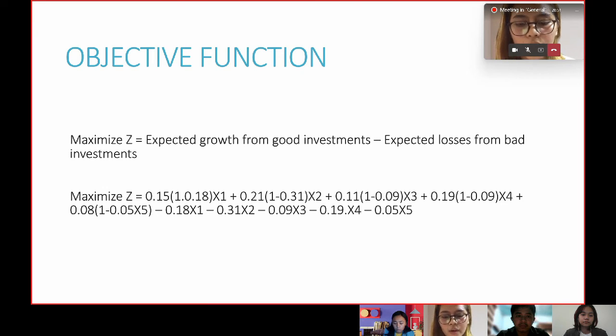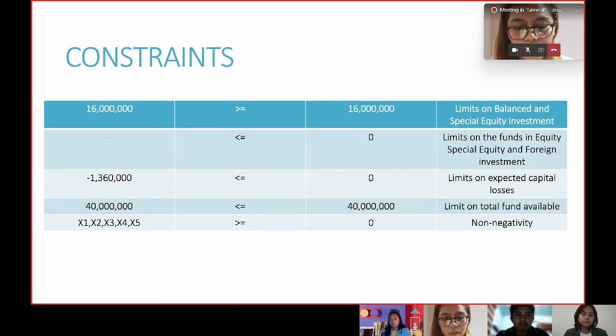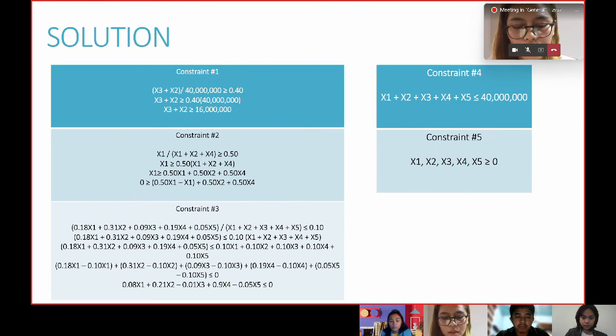It is important to identify our objective function formula, which we can solve using the formula of expected growth from good investment minus expected losses from bad investments. Next slide, please. For the identification of the objective function, we analyze the mentioned constraints, which include the following. Next slide, please. The solutions from the identified constraints are displayed in this slide, constraints 1 to 5. Next slide, please.